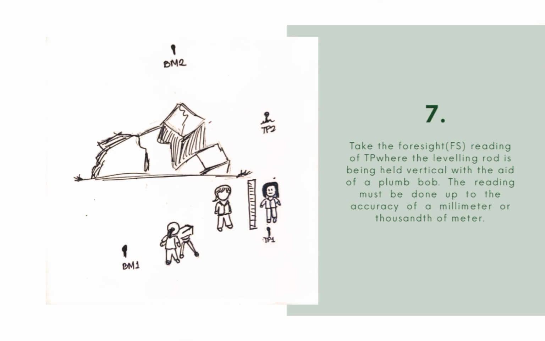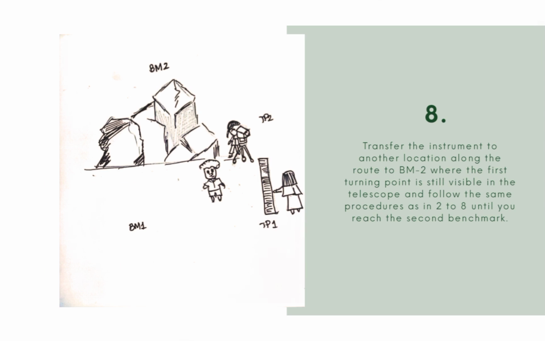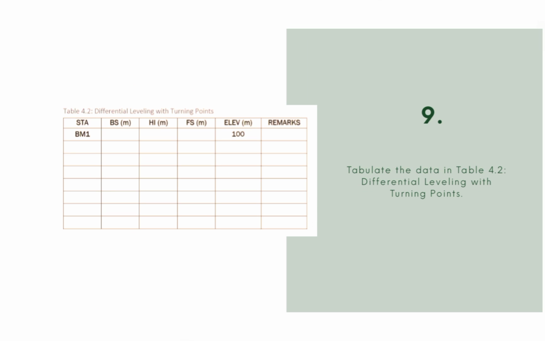Take the foresight reading of TP, where the leveling rod is being held vertical with the aid of the plumb bob. The reading must be done up to the accuracy of a millimeter or thousandth of a meter. Transfer the instrument to another location along the route to BM2 where the first turning point is still visible in the telescope, and follow the same procedures as in 2 to 8 until you reach the second benchmark. Tabulate the data in table 4.2, Differential Leveling with Turning Points.